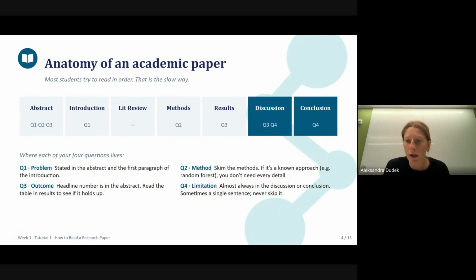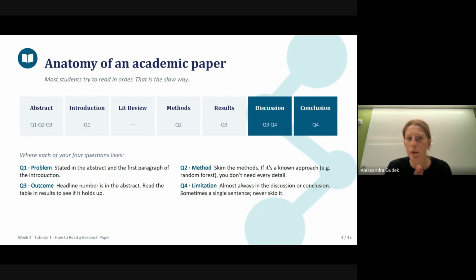So typically you'll want to start with the conclusion. It's typically a little bit shorter, and hopefully it will give you at least a 1-sentence summary of what the limitations are. If you can't find them in the conclusion, you might jump back to the discussion because hopefully it'll be in there. That's where your question 4 answer should be. Stylistically, some researchers will also lump the discussion and conclusion into one, so that's a little bit more of a nuanced thing.